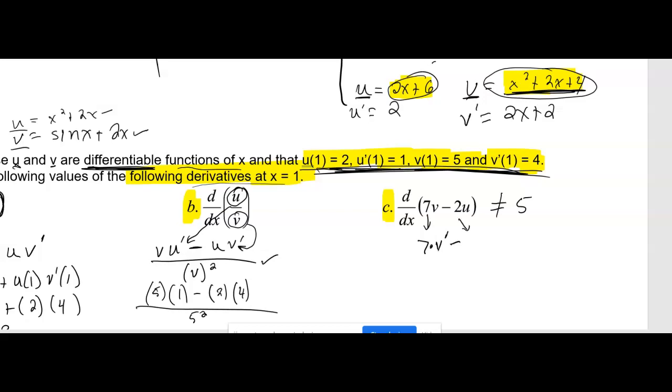Minus, drop the 2 down, and whatever the derivative of u is, which we don't know, that's why we've just got to use the notation u primed. This is now the expression that we're going to evaluate. This is easy from here. v prime we know is going to be a 4, and then the u prime value we know is going to be a 1. Simplify that, we should get a 26.